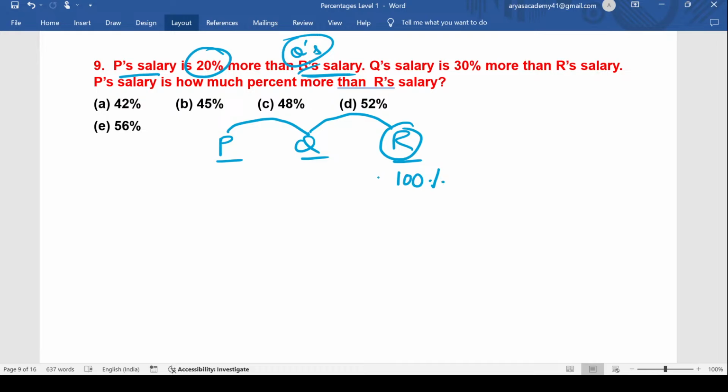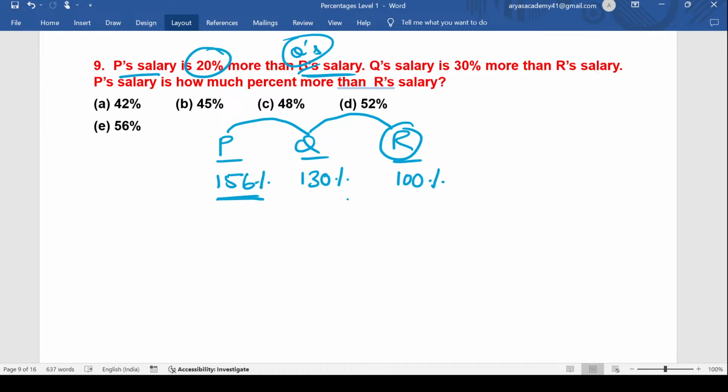And now we find out Q. Q is how much percent more? 30% more. So obviously Q value becomes 130. Now P's salary is 20% more. Already we have seen a very similar question. If you calculate 20% on 130, it becomes 26. So the P value is 156%.